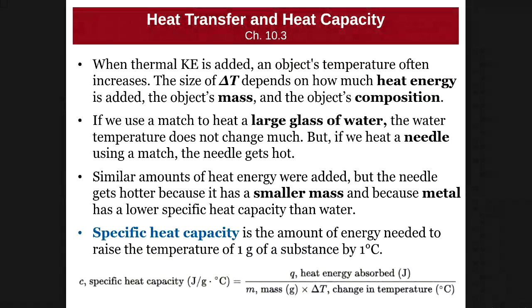So when thermal kinetic energy is added to an object, the object's temperature often increases. That means that when you add heat to an object, the temperature goes up. That is something we expect to hear. It doesn't always happen, but when it does, the size of delta T, the size of the change in temperature, depends on how much heat energy was added, the object's mass, and the object's composition. So it depends on all three of those things.